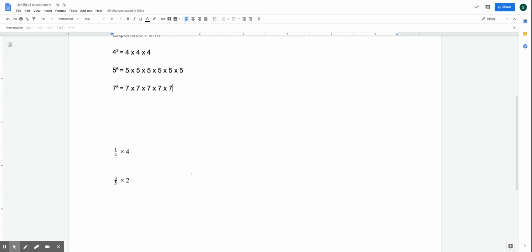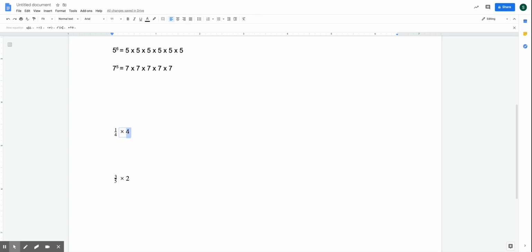Moving on, you're also going to see problems like this. You're going to have a fraction times a whole number and a whole number times a fraction. Remember, when you multiply fractions, you're multiplying straight across. You're doing the numerator times the numerator and the denominator times the denominator. But wait, we have a whole number here. How can we multiply it by a fraction? Well, if you remember, when we have a whole number, we actually have an invisible 1 underneath that whole number.